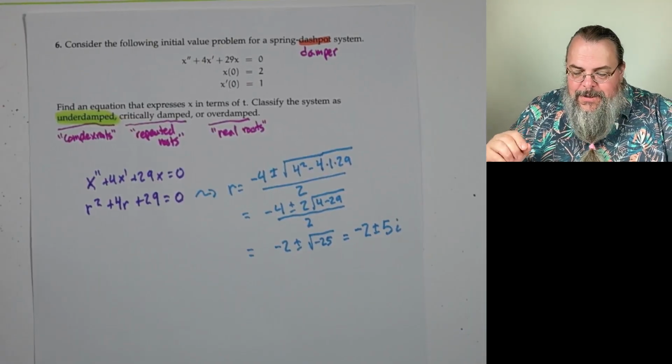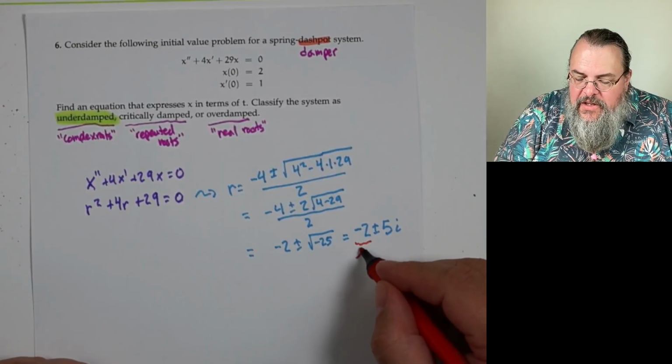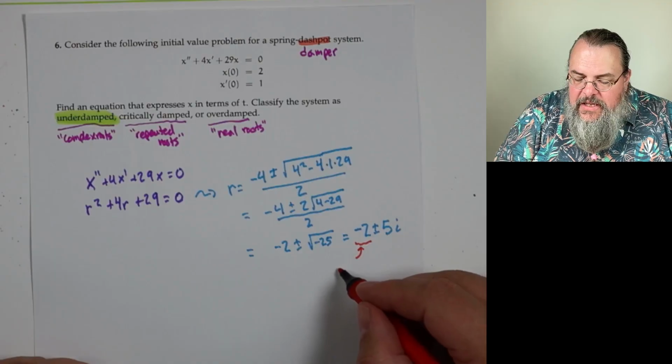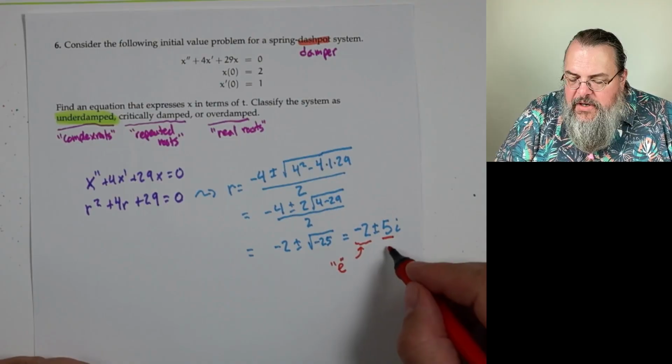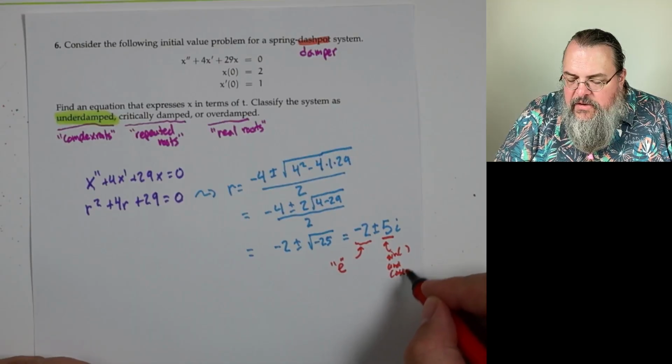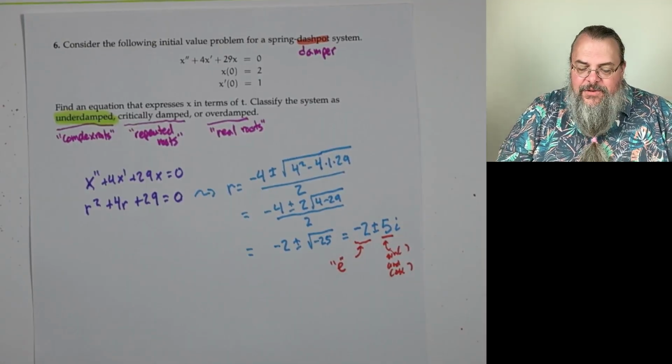Now, just a reminder, the real part, this is what goes inside the e part. And here, the imaginary part, this is what goes inside the sine and the cosine. Right? So make sure you know where the real part goes and where the imaginary part goes.